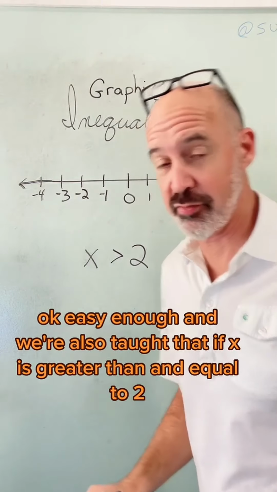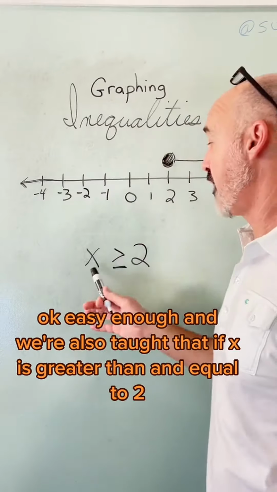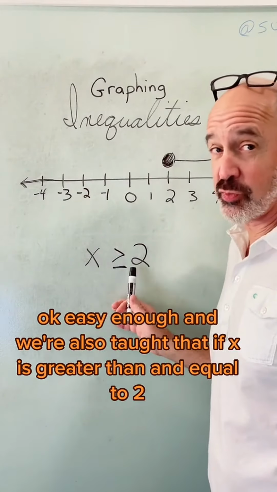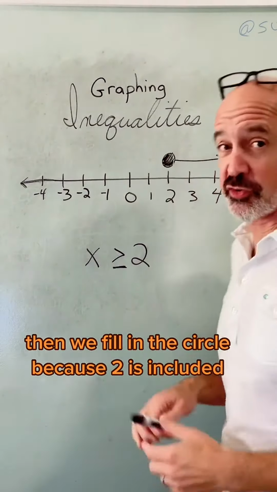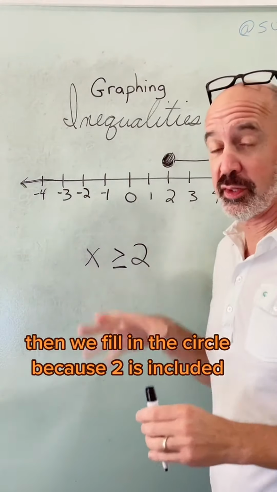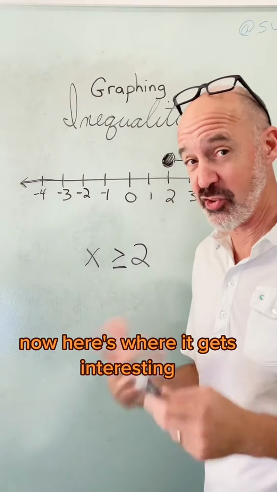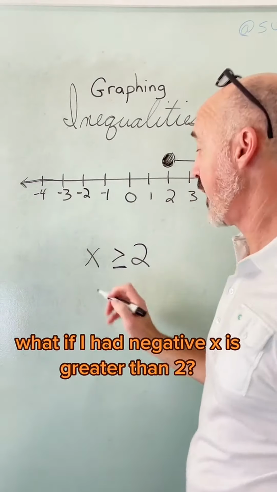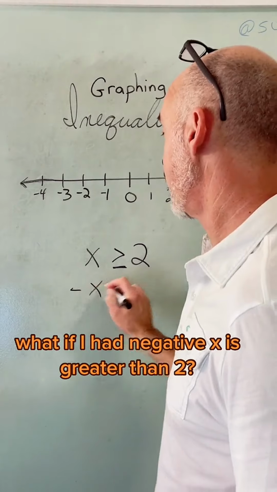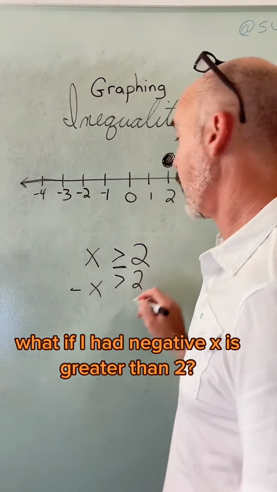Okay, easy enough. And we're also taught that if x is greater than or equal to 2, then we fill in the circle because 2 is included. Again, pretty straightforward. Now here's where it gets interesting. What if I had negative x is greater than 2?